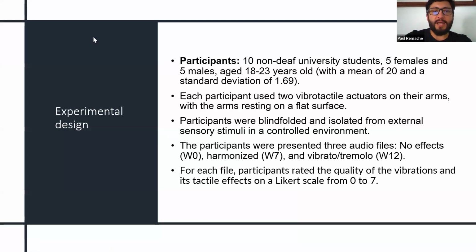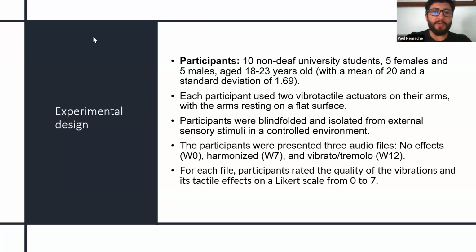For our experimental design, we had 10 non-deaf university students, 5 females and 5 males, aged from 18 to 23 years old with a mean of 20 and a standard deviation of 1.69. Each participant used 2 vibrotactile actuators on their arms, with the arms resting on a flat surface. The participants were also blindfolded and isolated from external sensory stimuli in a controlled environment. This was important because the participants had to be focused on the vibrotactile feedback generated by the audio files. So we tried to make it a very, very controlled environment.